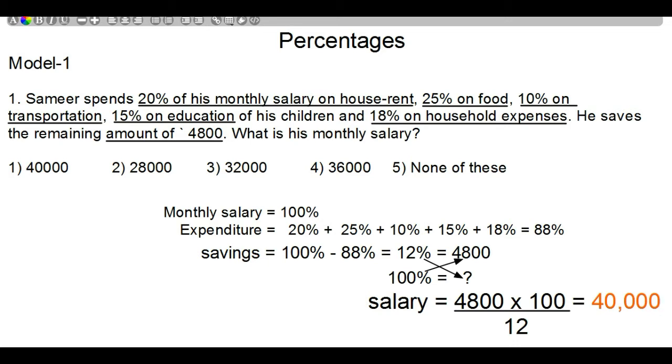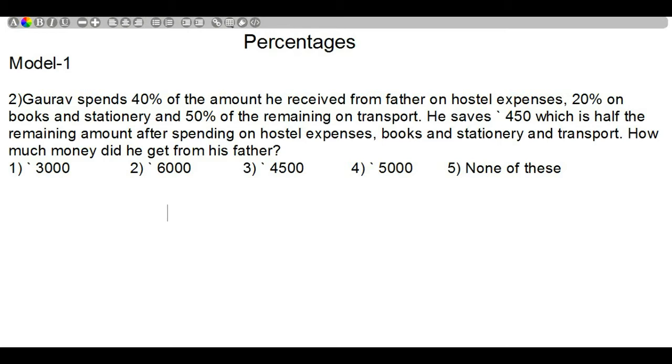Similarly, sometimes the question may be, what is his house rent? We know that his house rent is 20%. So we can say that if 12% is 4,800, 20% is equal to what? And again, by cross multiplication, we can find out the house rent. Or for that matter, any other value can be calculated simply by taking the proper percentage and doing the cross multiplication. So let us now take the second example from model 1.